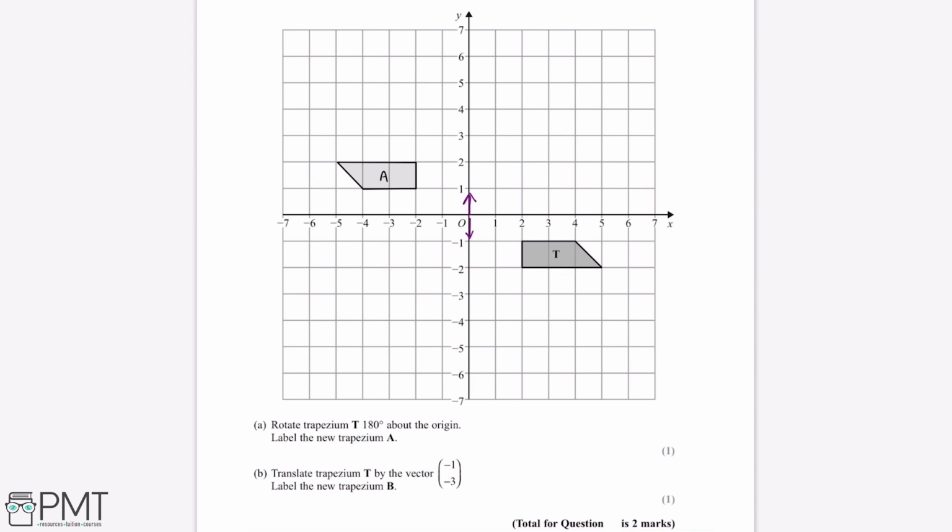Translate trapezium T by the vector -1, -3. Label the new trapezium B. So with vectors, the top number is our x-axis, and then the bottom number is our y-axis. So if we want to translate this trapezium by this vector, we're going to want to move all of the coordinates to the left by 1 point, and then down by 3 points. So you can either do this in one go, or do it in 2 separate parts. So if we start off with the first point, this is point 2, -1.